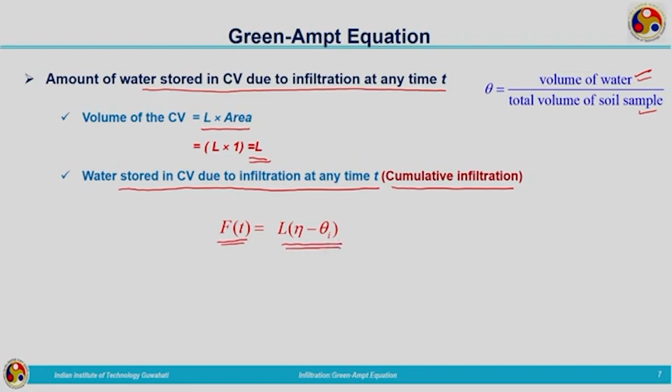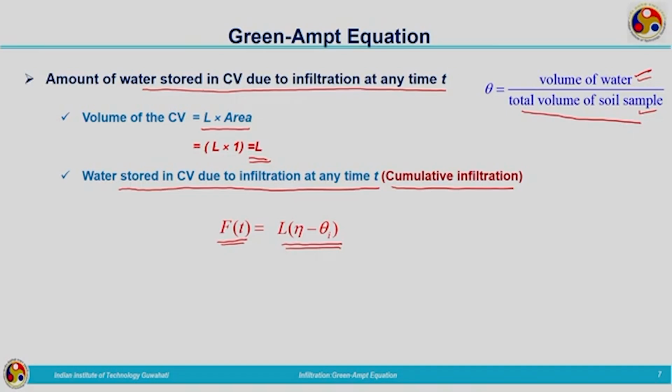Why eta minus theta I? Look at the expression for volumetric moisture content, that is, volume of water divided by total volume of soil sample. We have assumed that at time t the wetting front has reached a depth of L. Above the wetting front we have the saturated zone. Saturated zone means our moisture content has reached the porosity value, the maximum value. But initially the soil already had some initial moisture content theta I. So how much extra is added? The moisture content change has taken place from theta I to eta.